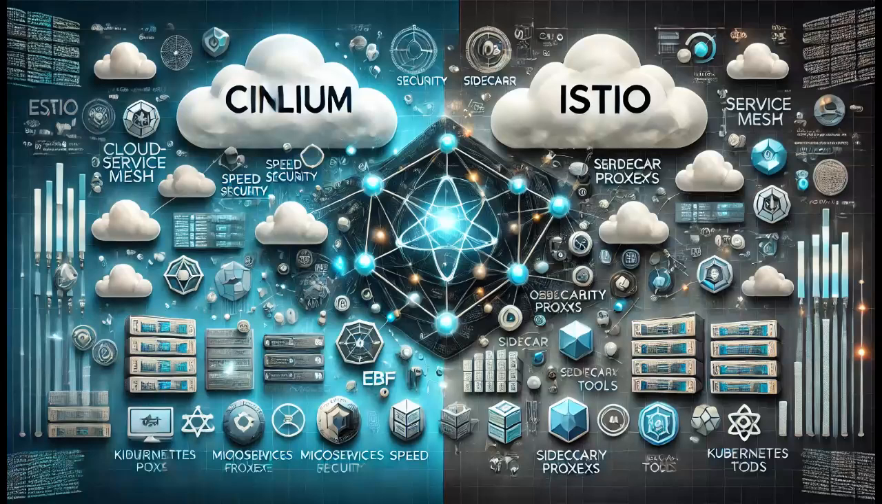So Cilium is like a strong first line of defense. Yeah, a good analogy. While Istio provides more comprehensive protection throughout your entire service mesh. Exactly. Defense in depth. Got it.